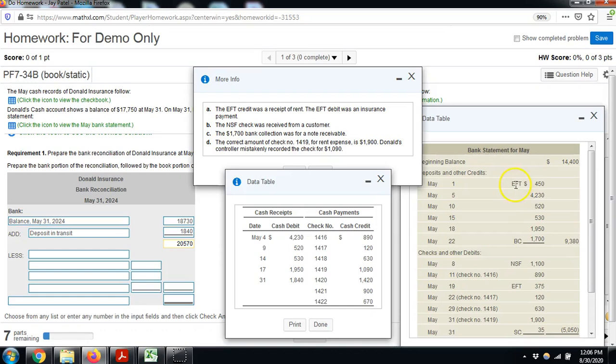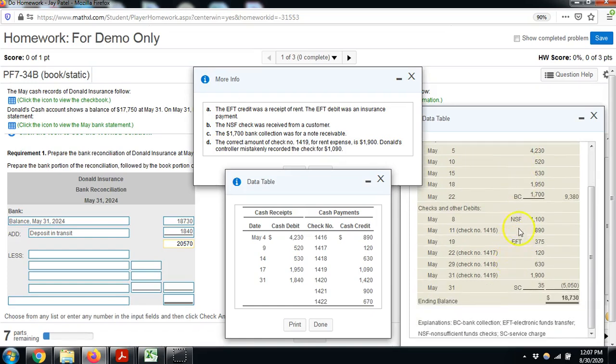Again, if it has a letter next to it, then it's not necessarily a check that was deposited, or cash. Like this is the EFT. This, I think, is a bank charge. So we look at the checks and other debits, meaning amounts that were taken out of our bank account. So let's see. This NSF is a check that we thought we deposited, but was actually never added to our bank account.